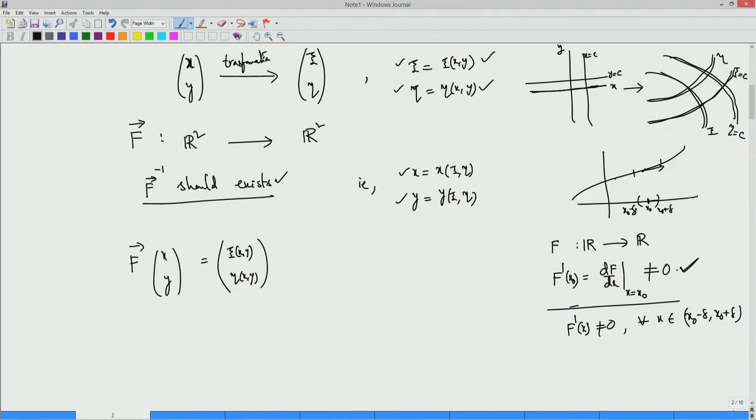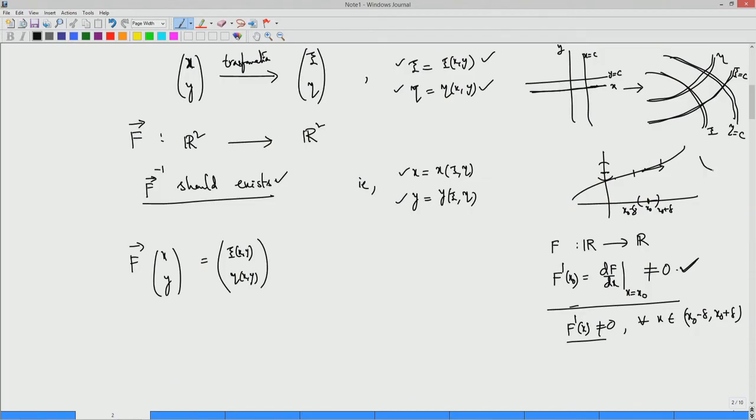So within this interval, the derivative is also non-zero. So you see that if at one point it is non-zero, then in the neighborhood it is non-zero everywhere. So once this derivative is non-zero, you can see that these tangents are not parallel to the x axis. That means the inverse function actually exists.